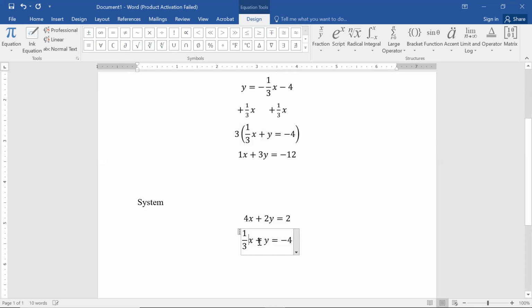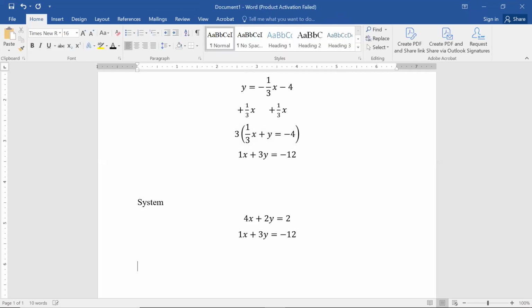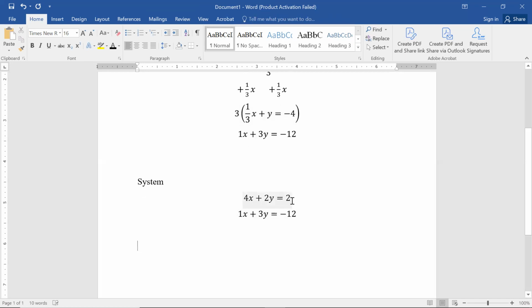I think what I'm going to do, now that I see that 1x plus 3y equals -12 is the same as my second equation from the original system, is use that one. So my system now has two equations, one of which is 4x plus 2y equals 2. The other is 1x plus 3y equals -12. So now things are lined up.